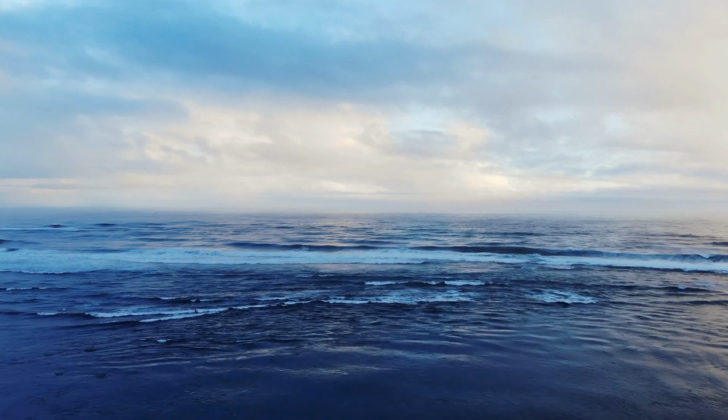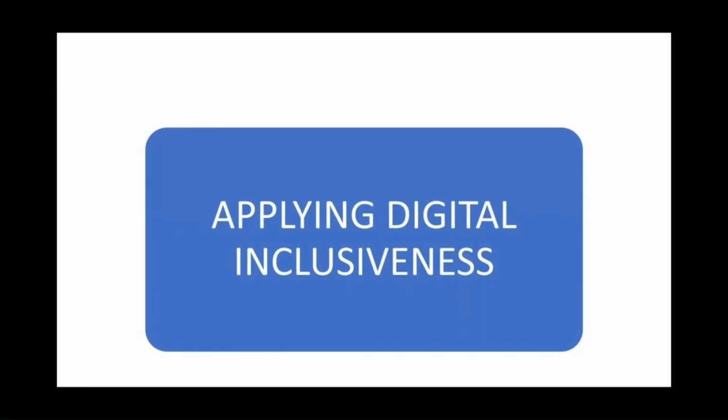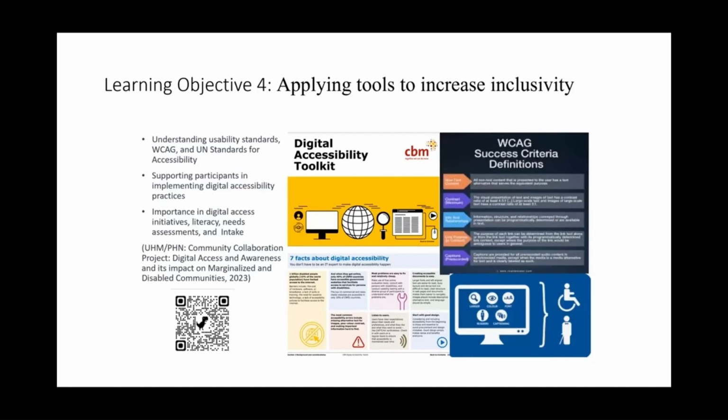In this lesson, we will focus on applying digital inclusiveness. Regarding applying tools to increase inclusivity, by adhering to the digital accessibility standards and guidelines such as the Web Content Accessibility Guidelines, the WCAG, the UN can create inclusive digital platforms for accessibility. The WCAG provides comprehensive standards for making digital platforms, websites, and online resources accessible.